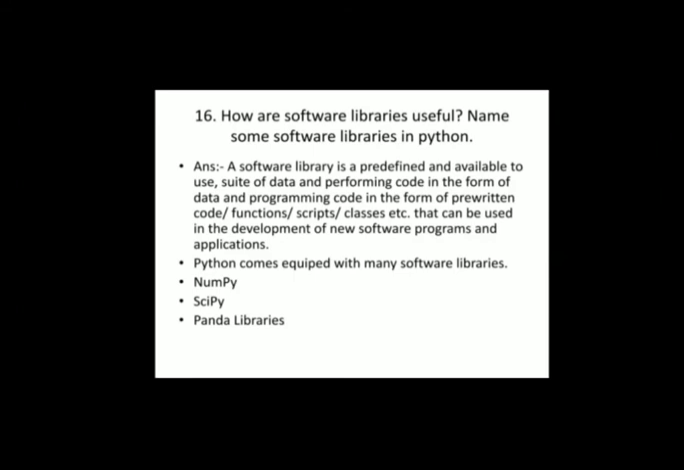How are software libraries useful? Name some software libraries in Python. A software library is a predefined and available-to-use suite of data and code in the form of pre-written code, functions, scripts, classes, etc. that can be used in the development of new software programs and applications. Python comes equipped with many software libraries like NumPy, SciPy, and Pandas.